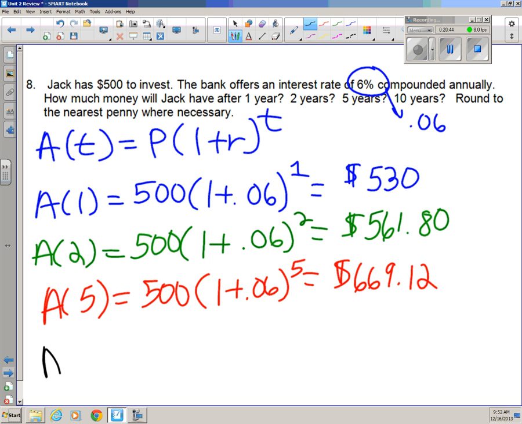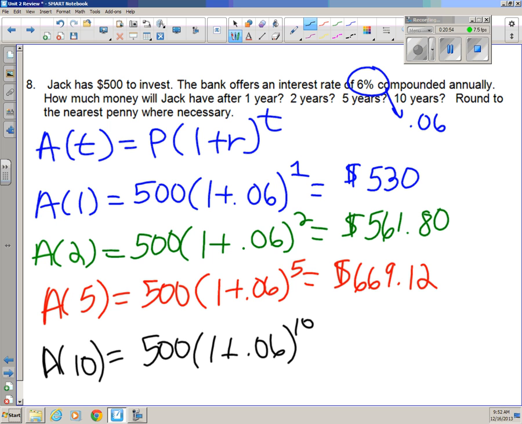And then if we keep that in the bank for 10 years, it's 500 times 1 plus 0.06 to the 10. And this comes out to be $895.42.